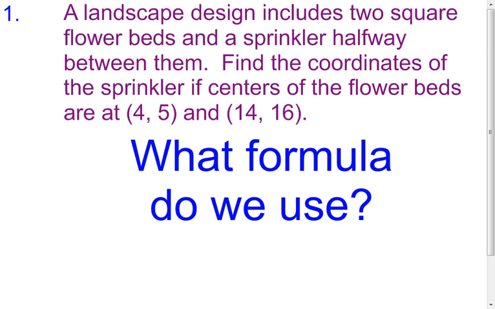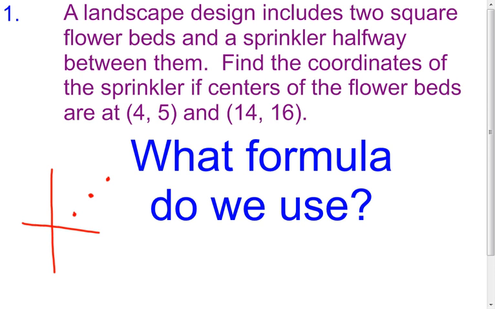All right, we will just do a few examples here. A landscape design includes 2 square flower beds and a sprinkler halfway between them. Find the coordinates of the sprinkler if the centers of the flower beds are at (4, 5) and (14, 16). If you think of this on a coordinate grid, (4, 5) would be right here, (14, 16) would be right here. Those are the centers of the flower beds, and we want to find the coordinates of the sprinkler head if it's halfway between them. So we know the sprinkler head is going to be somewhere right there.